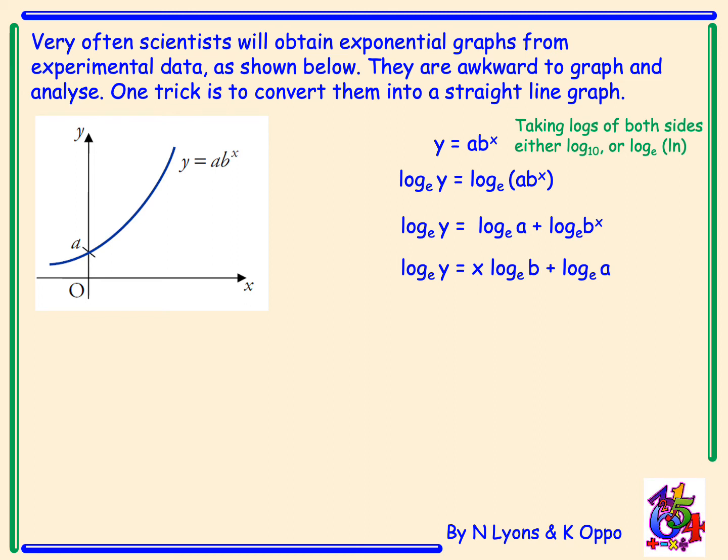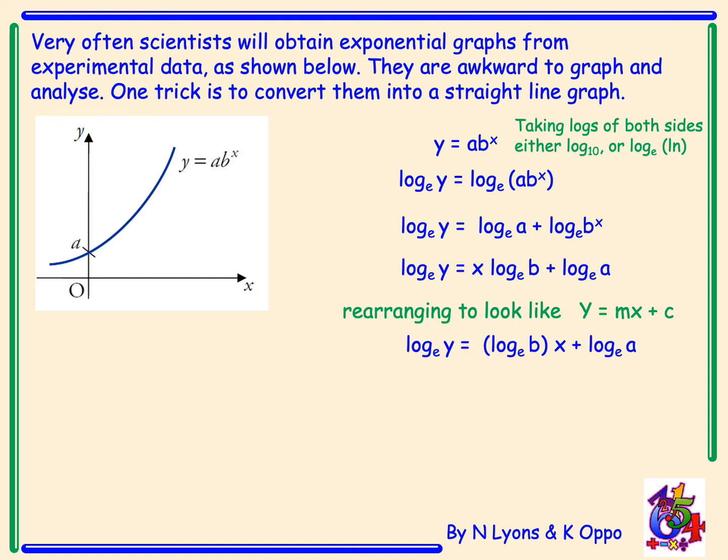There's a reason I've moved that to the front, because if you think about it, that looks really similar to y equals mx plus c. If I was to graph it with log axes, then that should be a straight line cutting at log a. So rearranging again, I've got log y equals log b times x plus log a. So the gradient should be log b. It cuts the y-axis at log a.